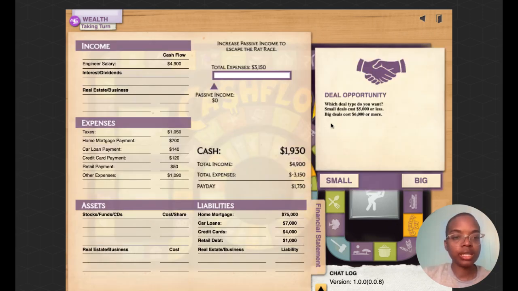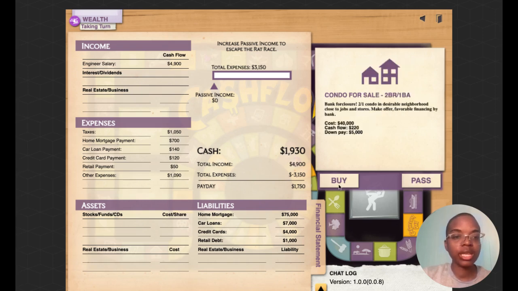Going to roll again. So now I have another opportunity at 1900. I'm going to take a small deal. And right here we see there's a condo for sale. It's a 2-bed, 1-bath condo in a desirable neighborhood close to jobs and stores. So the total cost, or the total liability, essentially would be $40,000. There's a cash flow of $220. So I'd make about $220 a month off of this condo, right?